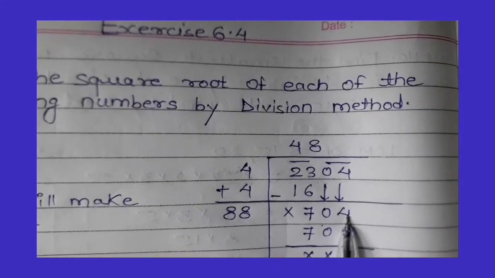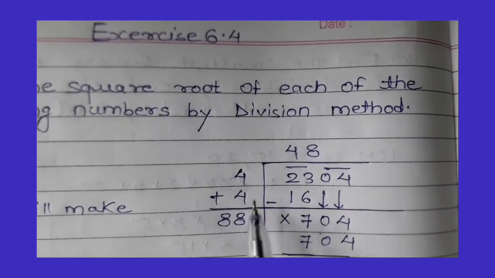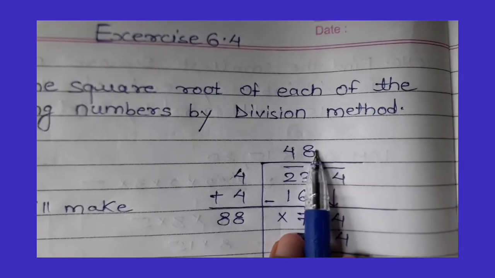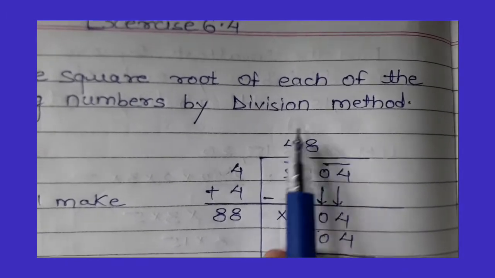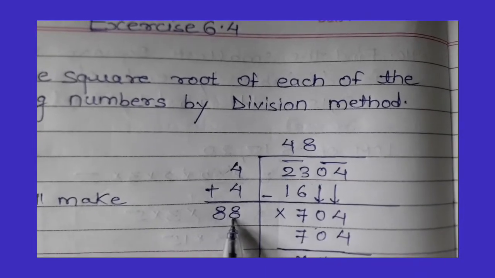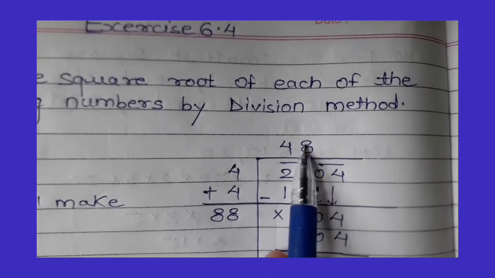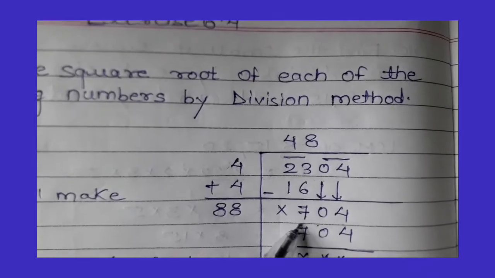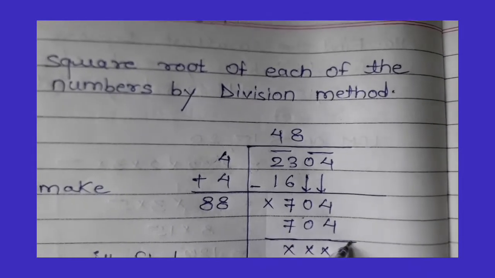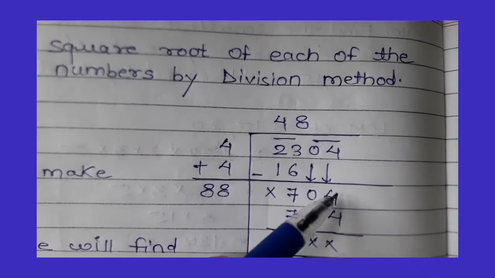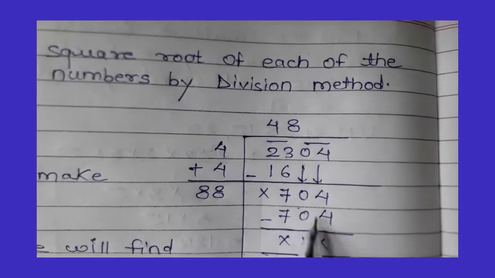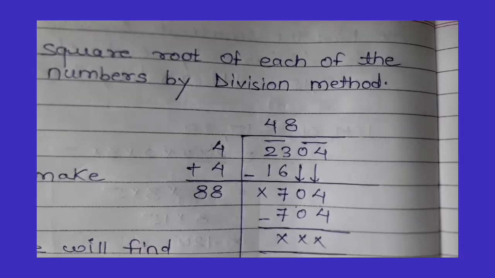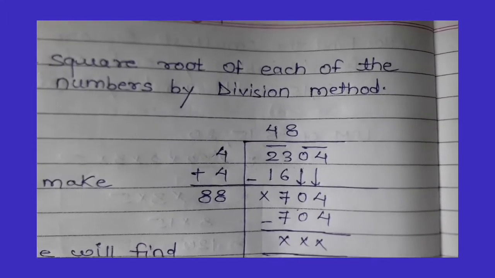and then 8 8s. 8 8s are 64, which means the last digit is 4. So we have written here 8 8. Then when you multiply 88 by 8, we get 704. So 704, the same number, then we'll do subtraction. 4 minus 4 is 0, 0 minus 0 is 0, 7 minus 7 is 0.